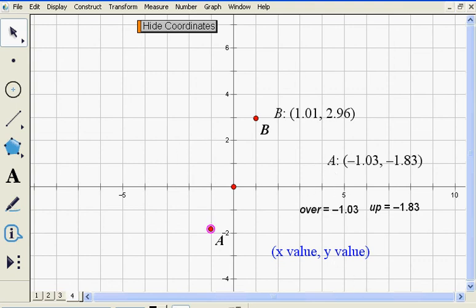So talking about Descartes' method of finding a location in 2 dimensions, we need 2 numbers, one for the over and one for the up. It's just a matter of combining 2 number lines together and making sure that we always put them in the order of the over number, the x value, and the y value, the up number.